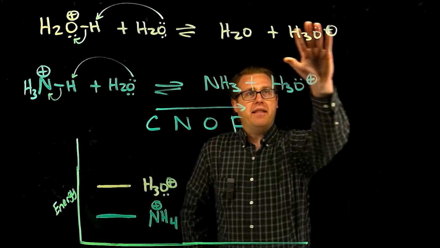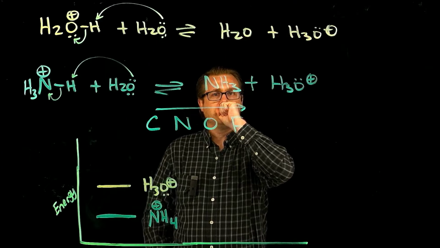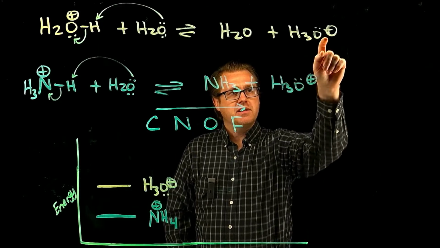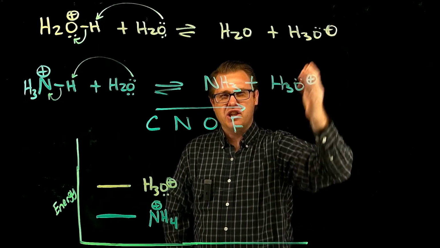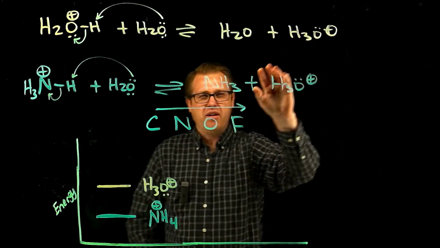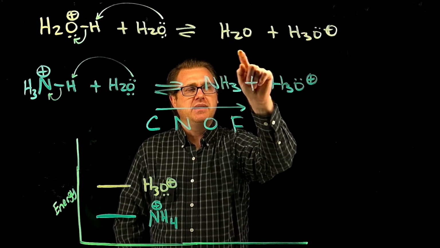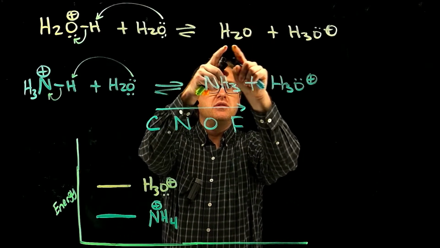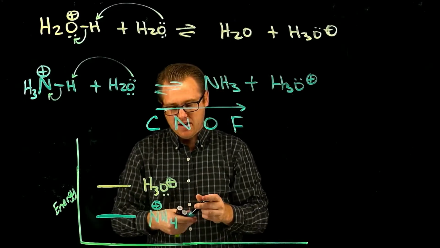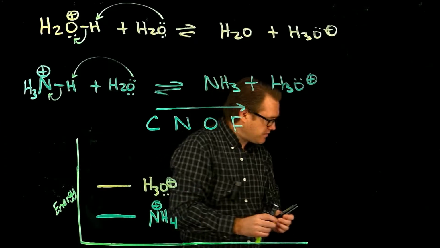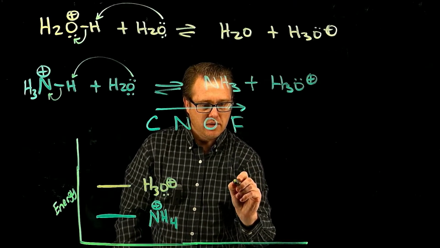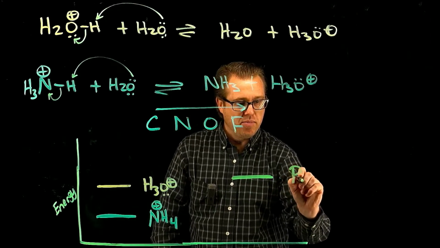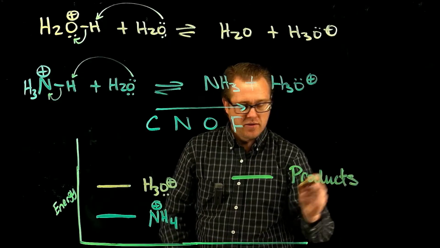And then we look at the products here, okay? And we can see that both have hydroniums. So that just cancels each other out, right? So now we're just comparing this species and that species. And remember, when we're looking at molecules that are both neutral, they have relatively the same energy. Right there. So that is going to be the products for both reactions.